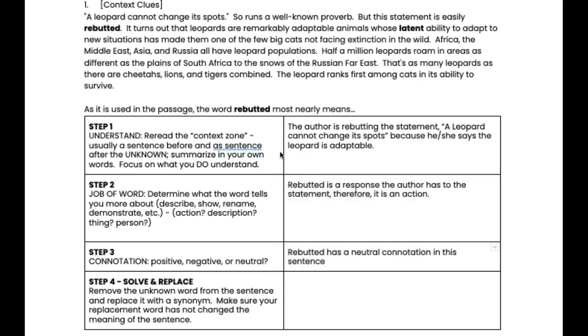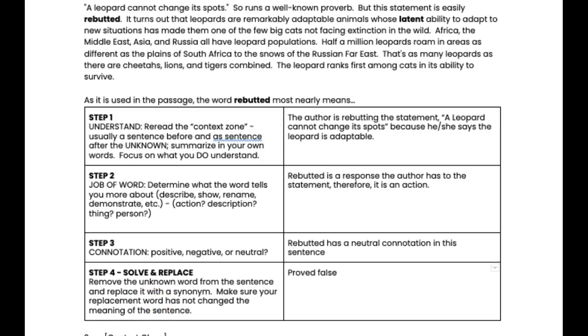So, but this statement is easily blank. Take a second, pause the video, and see if you can figure out what should replace "rebutted" in the sentence. All right, the correct answer should be something along the lines of "proved false."